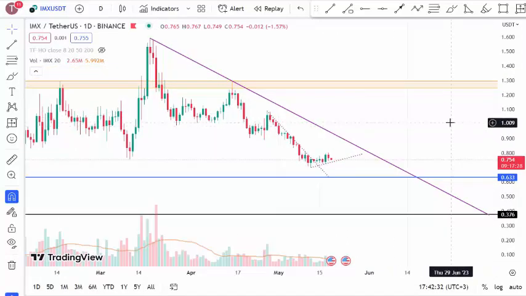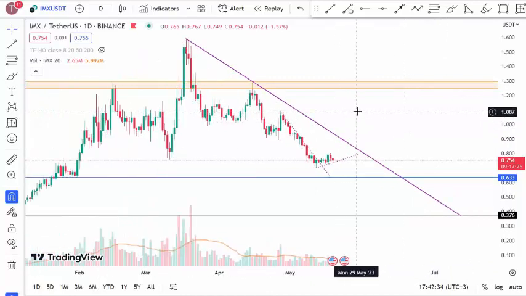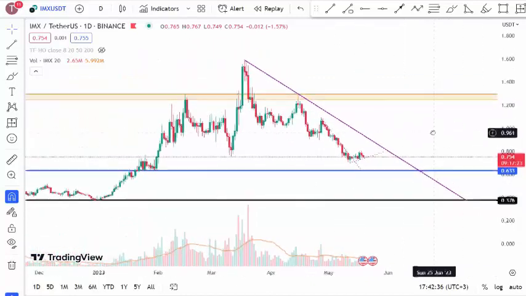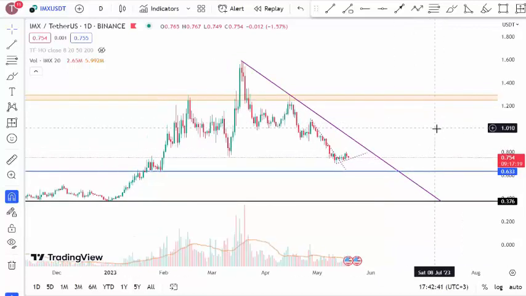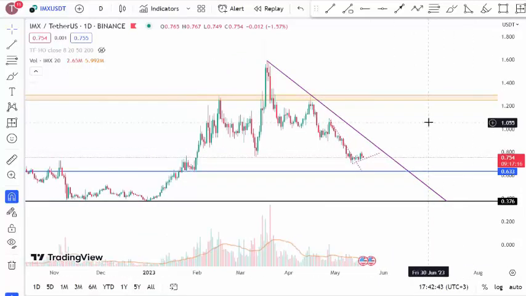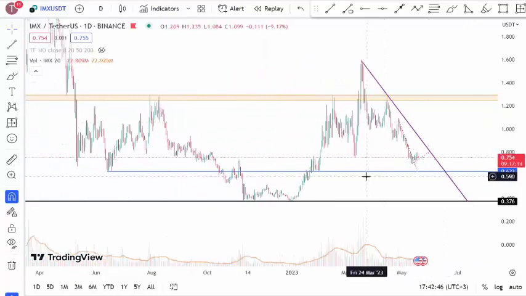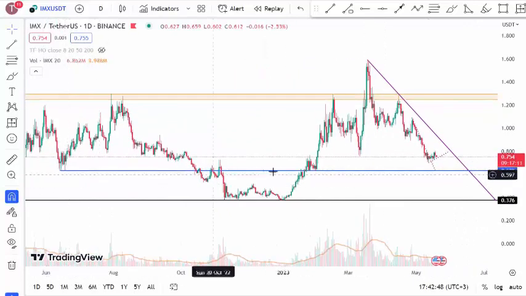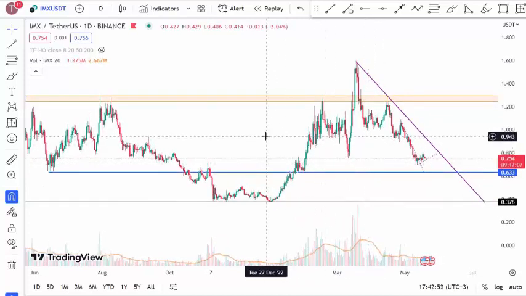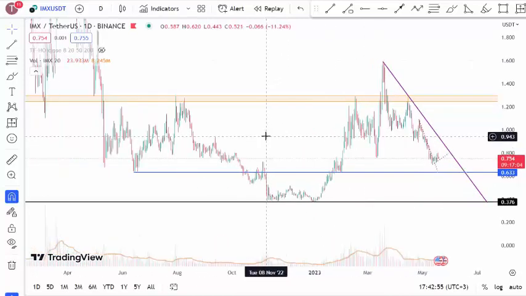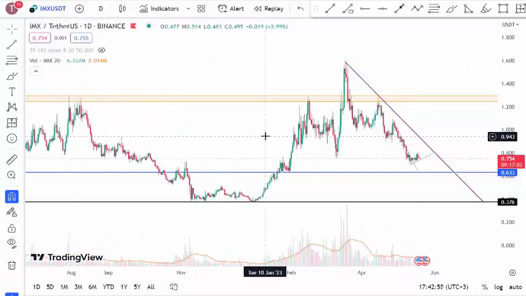If we look at the daily chart, the price is currently moving around the 75-cent level, and we also have a support level at 0.633. There have been two previous instances of contact at this level, so we have a strong support zone. Additionally, do we have any intermediate resistance levels? Of course, we do. Approximately around the 0.94 level, we have an intermediate resistance zone.